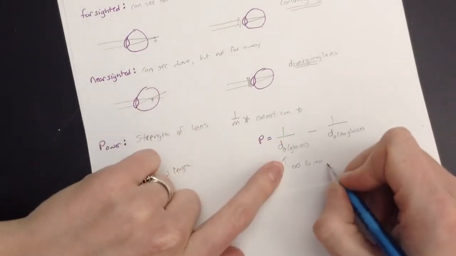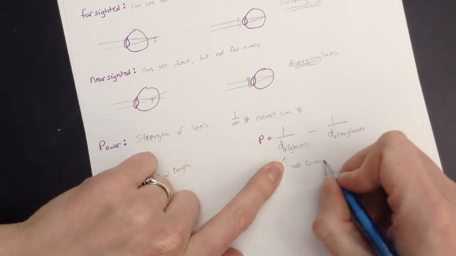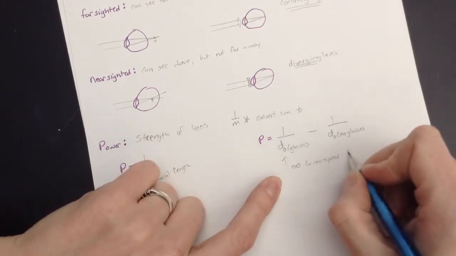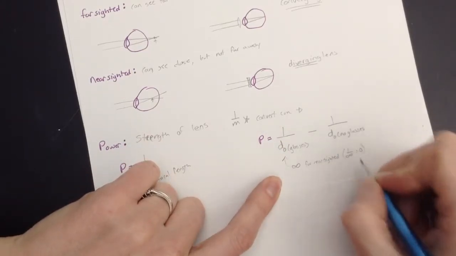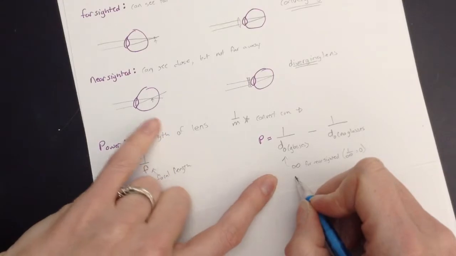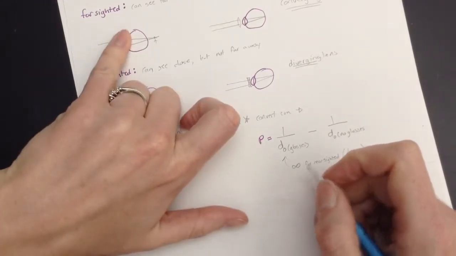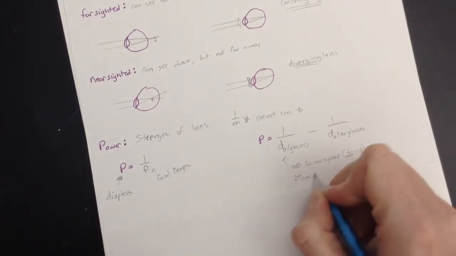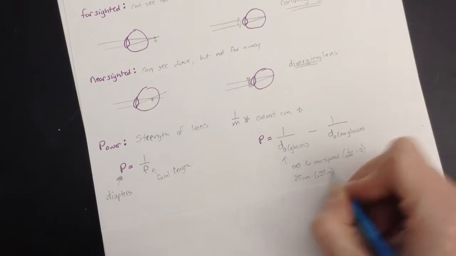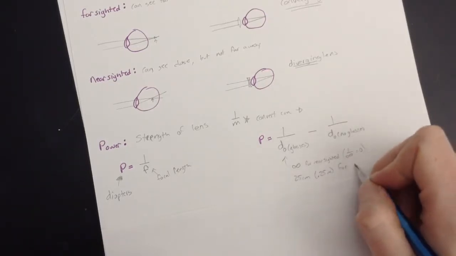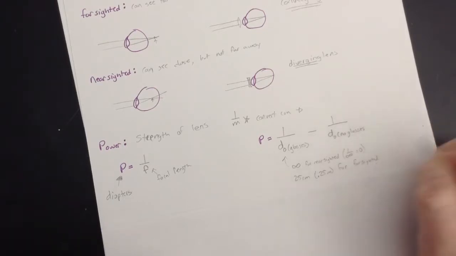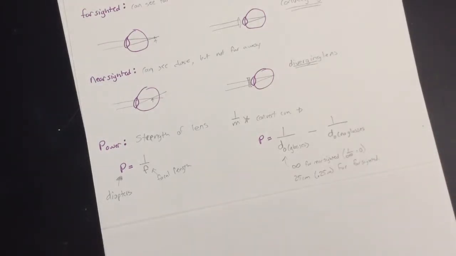Okay, and 1 over infinity is the same as 0. For nearsighted, that would be 1 over infinity, which is 0. Mental note there. And if you are farsighted, those are the people that hold it really far away to be able to read. They would rather read it up close, and so that would be 25 centimeters or 0.25 meters for farsighted people.